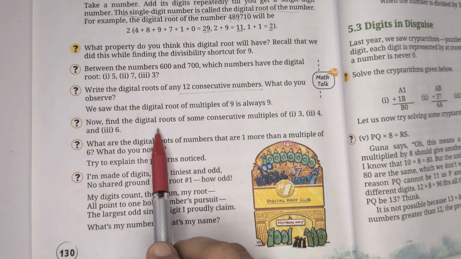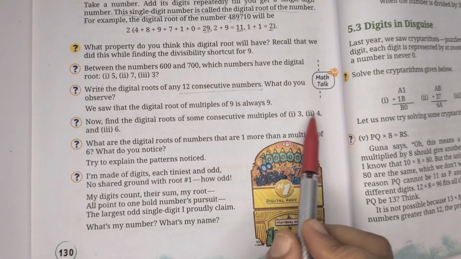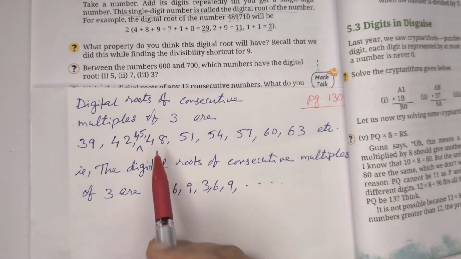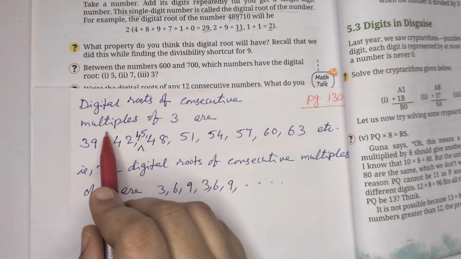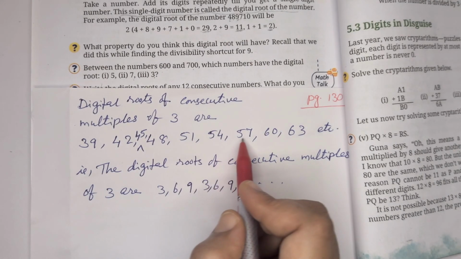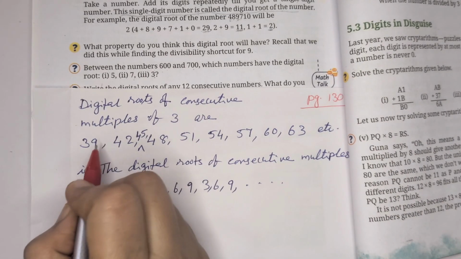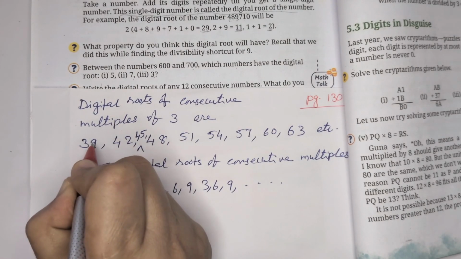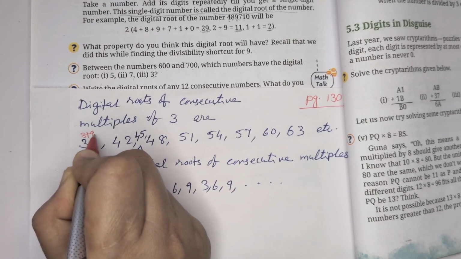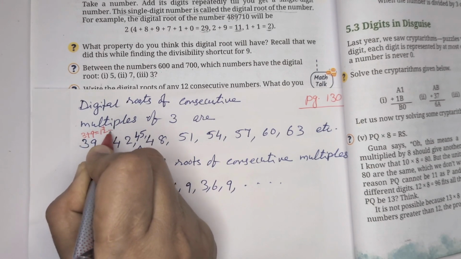Now find the digital roots of some consecutive multiples of 3, 4 and 6. Here the digital roots of some consecutive multiples of 3 are 39, 42, 45, 48, 51, 54, 57, 60, 63, etc. These are all multiples of 3. Now look at the digital root. 3 plus 9, it will come 12. Again when we are adding 1 plus 2, it will come 3.